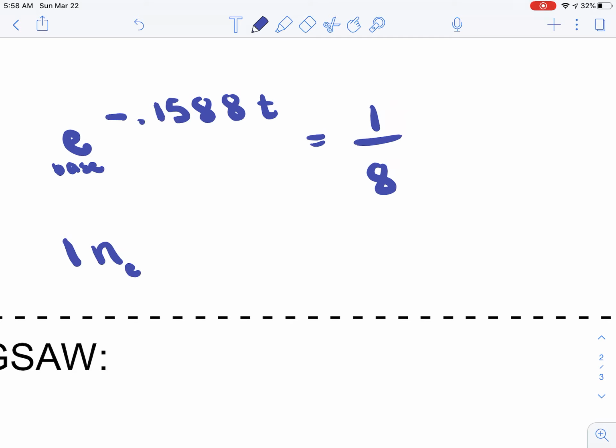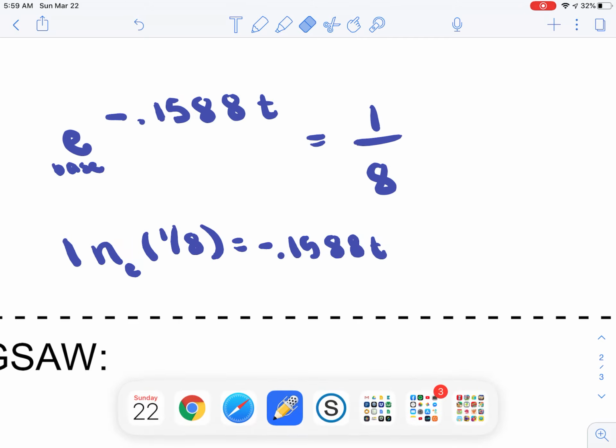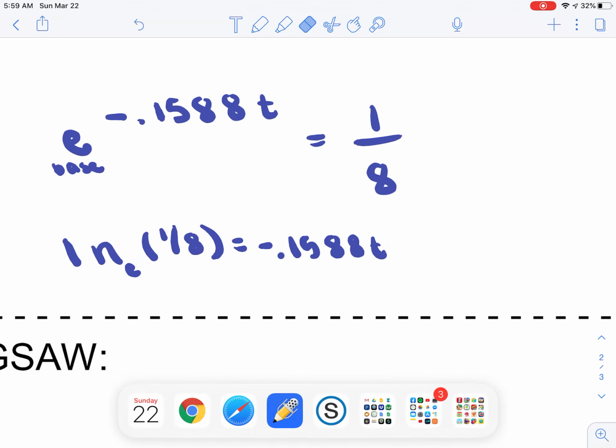And then remember, over the equals should be this negative 0.1588t, and then the 1/8 goes here. So I should be able to do the circle of life and go back to where I started, and I see that. Now from here, let's get out my calculator. If you want to finish the problem first and then get your calculator, you can. We would just want to divide that then by negative 0.1588.